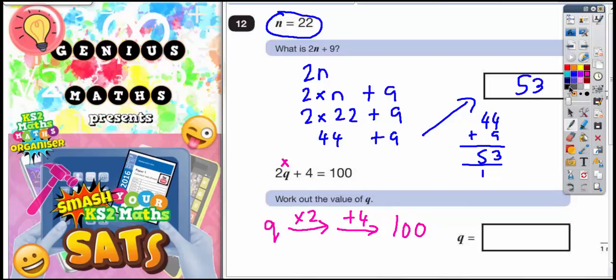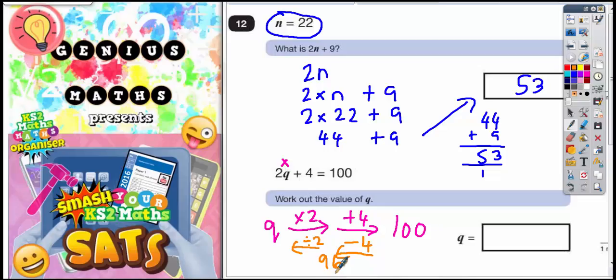Now all we've got to do now is reverse that number machine backwards. So we've got to work backwards from the 100 to figure out what Q is. So if you work backwards from the plus 4, it's subtract 4. 100 subtract 4 is 96, and work backwards from the multiply by 2 is divide by 2. So the question is, what is 96 divided by 2?